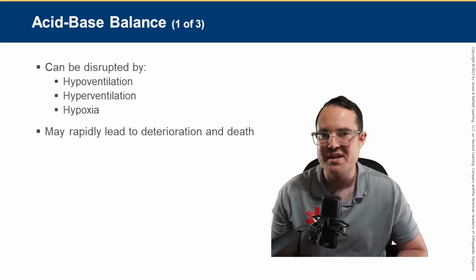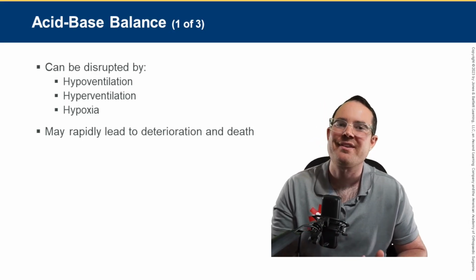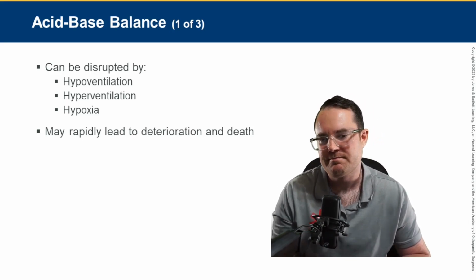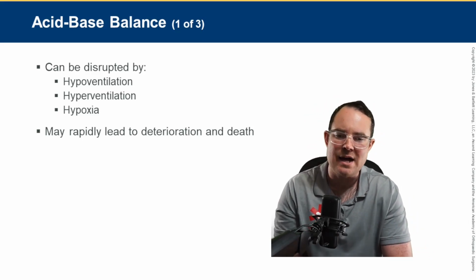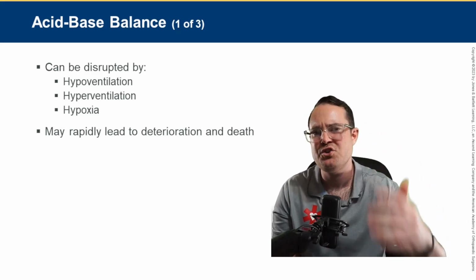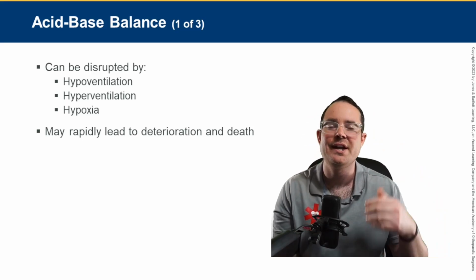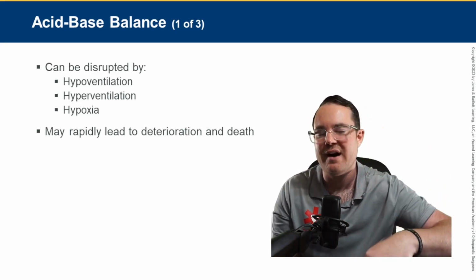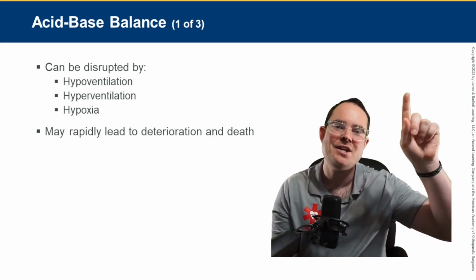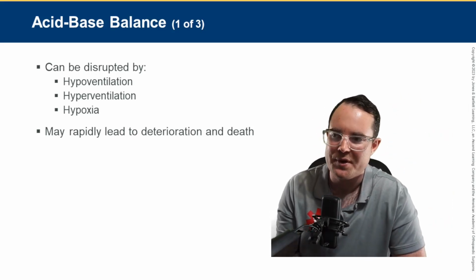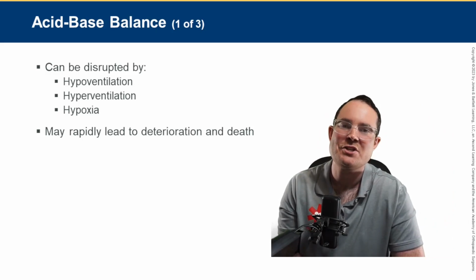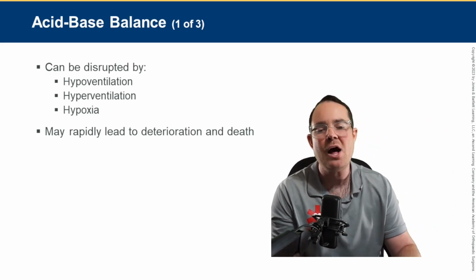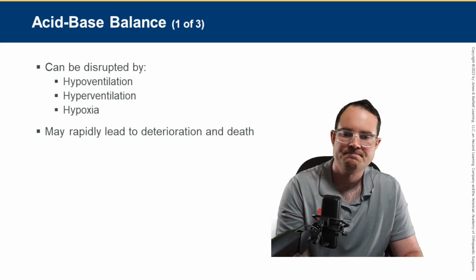So, how do we term this? Respiratory acidosis. Hyperventilation is the exact opposite. My patient's breathing off too much CO2. They're getting rid of it. So I'm going to have a CO2 that is lower than 35, but my pH is going to be greater than 7.45. This is known as respiratory alkalosis.